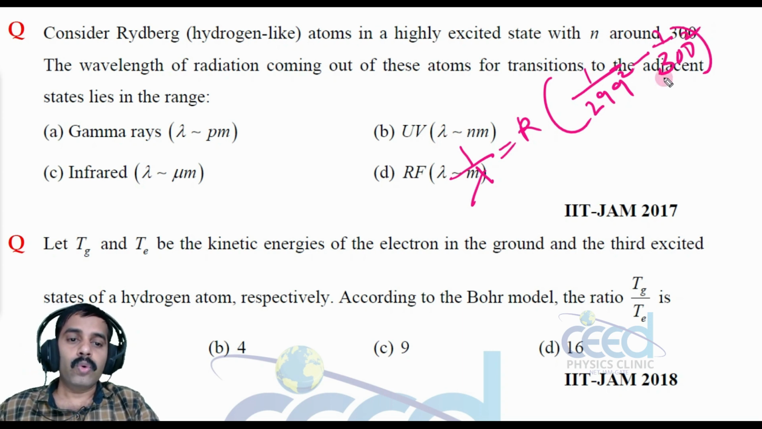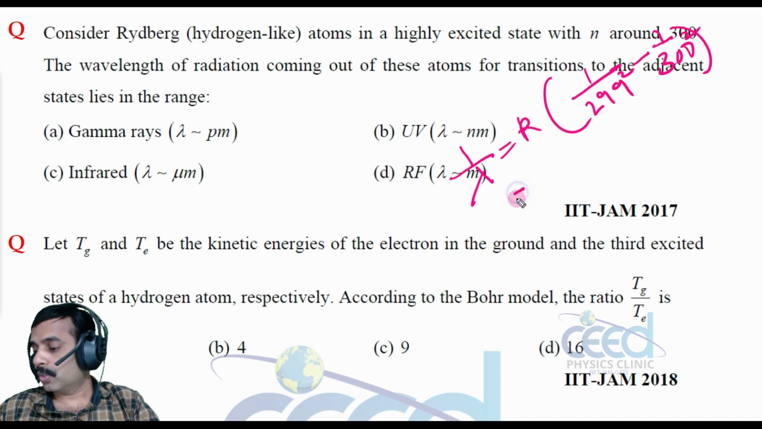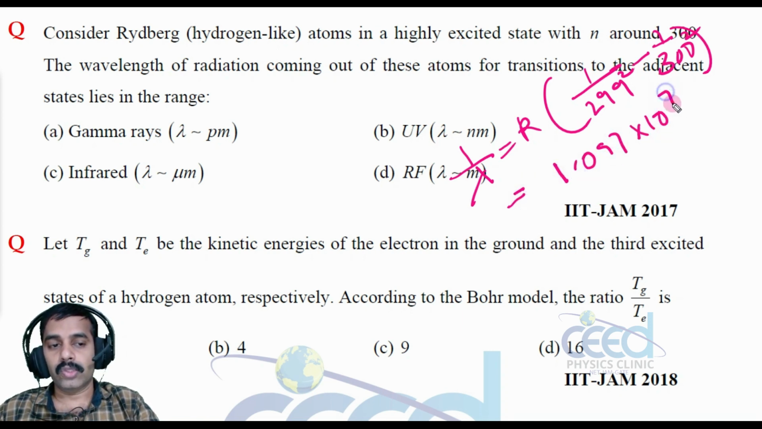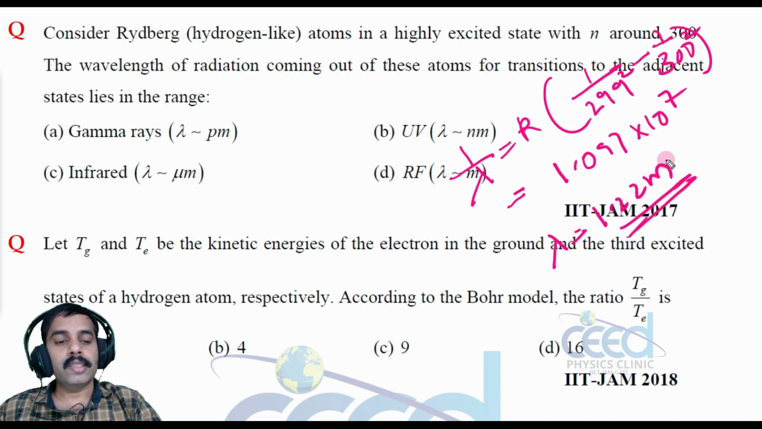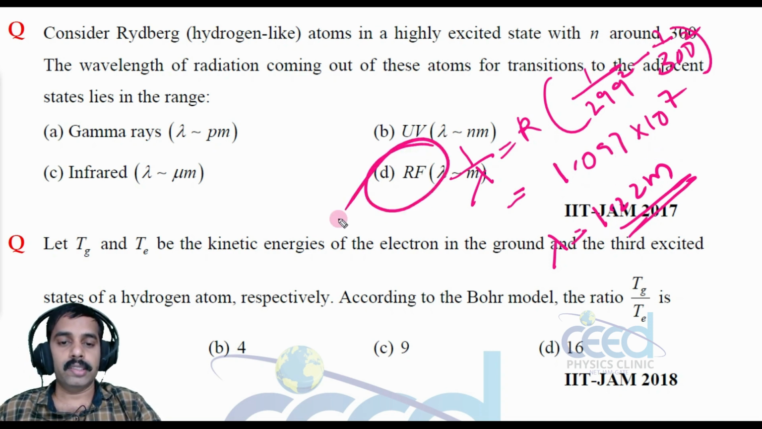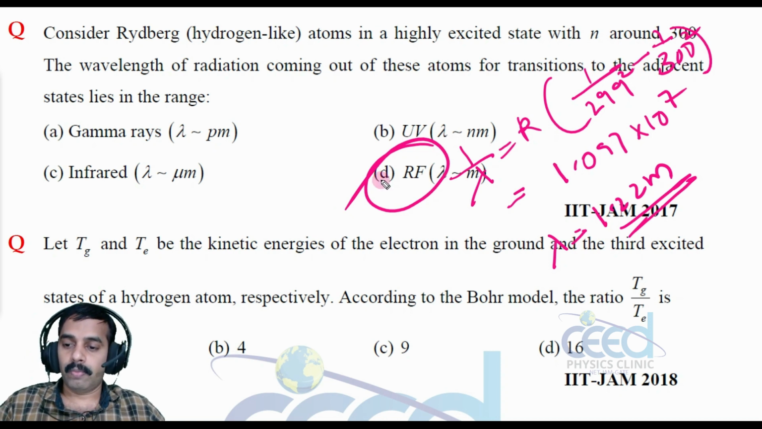Now if you solve this, we have the value of the Rydberg constant, that is 1.097 into 10 raised to 7. With these values you can solve for lambda, and you will get the value as 1.22 meter. This wavelength is in the radio frequency range, right? So option D is correct.